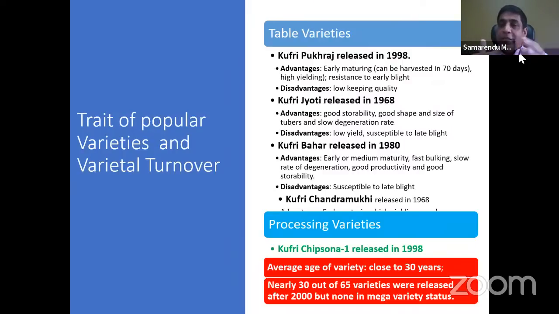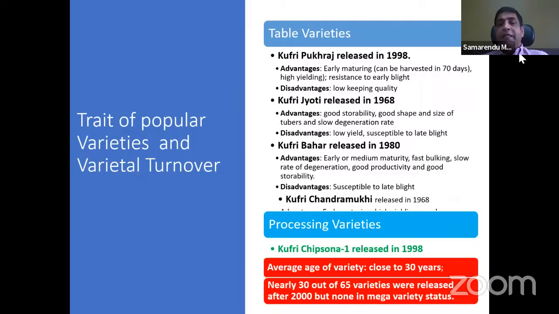Out of the 65 varieties India has developed or released, nearly 30 of them were released after 2000. But none of them are mega varieties. In the last 20 years, none of the varieties released by CPRI are a mega variety that has replaced Jyoti, Bahar or Chandramukhi. And it is true for all crops. If you look at rice, wheat or anything, the average age of varieties with the farmers is more than 25, 30 years. So most of the older varieties still dominate the production domain.